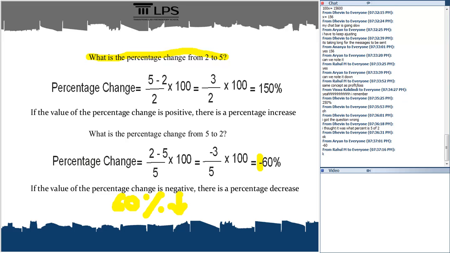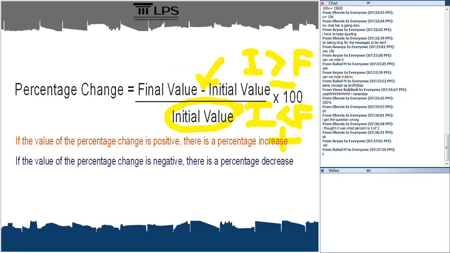Parth, okay, fine, sure. Definitely, Parth. I will explain it again. So let's go back again to the formula. You can see the formula there. The percentage change formula says it's the final value minus the initial value, divided by the initial value, multiplied by 100.